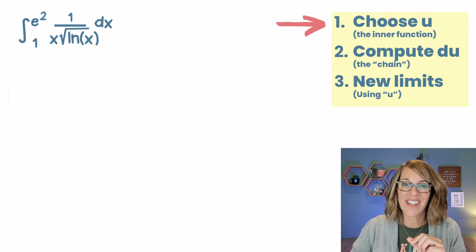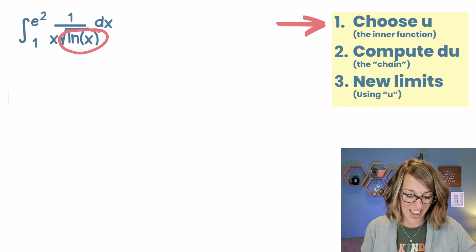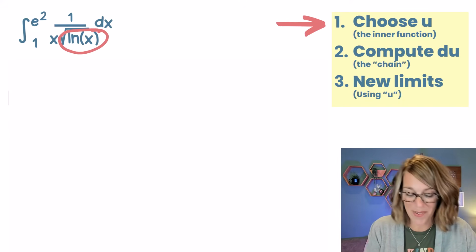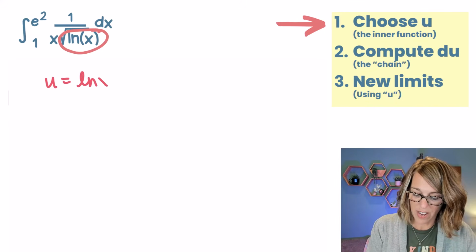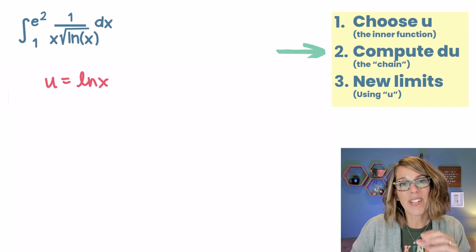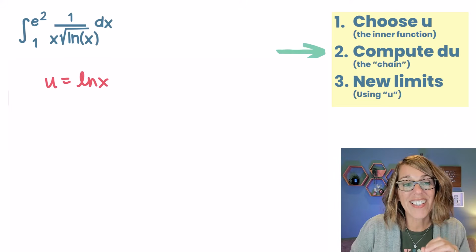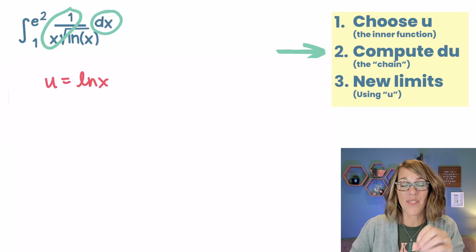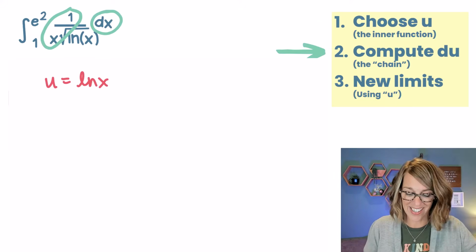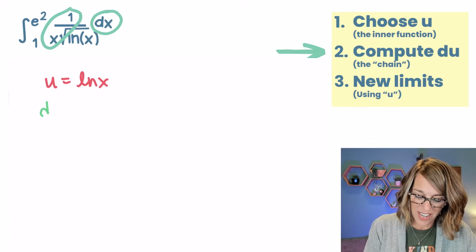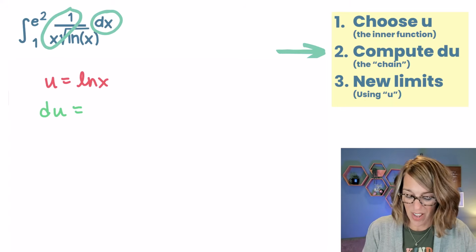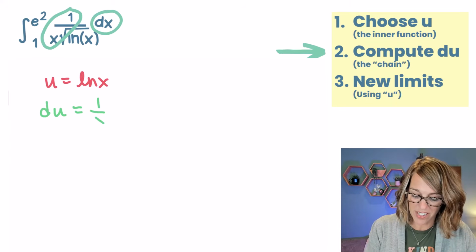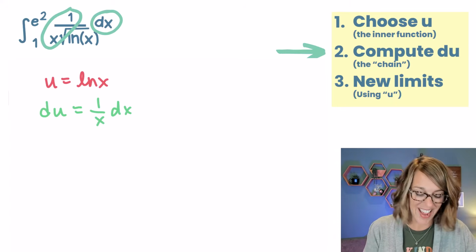That innermost layer, did you choose the natural log of x? Because that's exactly what we need here. So u is equal to the natural log of x. Step number 2, I'm going to take that derivative and I'm working to take care of what's left here, the 1 over x and the dx. As I take that derivative, I get du on the left, and the derivative of the natural log of x is 1 over x, and I'm going to follow that with a dx.